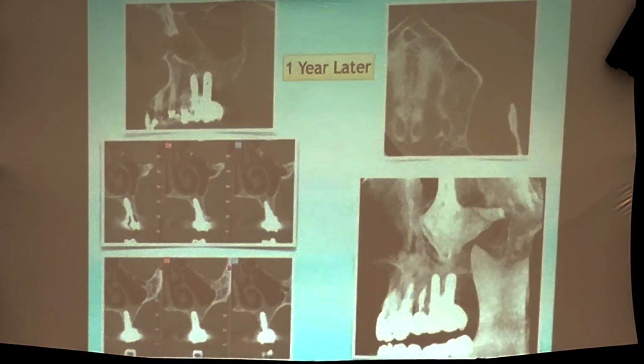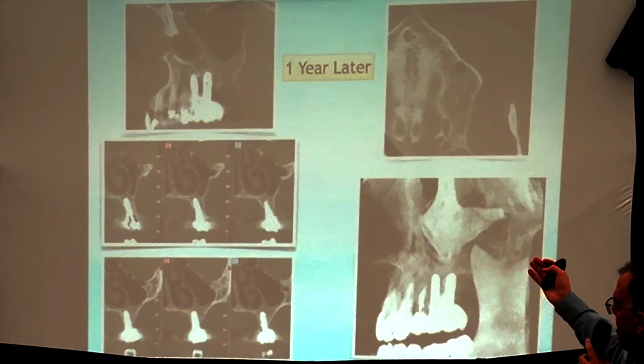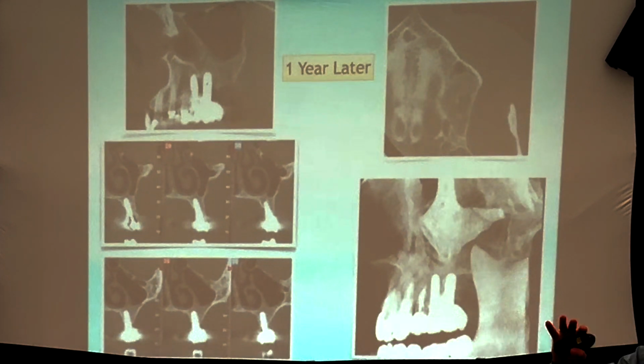So, this is 1 year later, and the whole CBCT scan, I mean the three-dimensional image, shows me a nice healthy bone around the implant that I reinserted and the other implant. And that's thanks to the laser application.